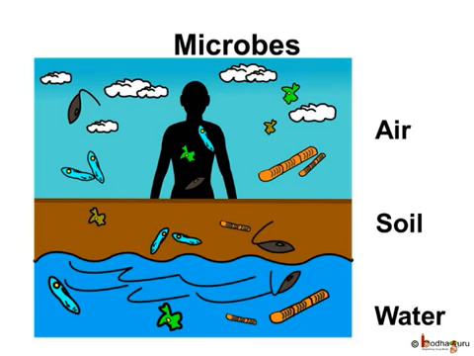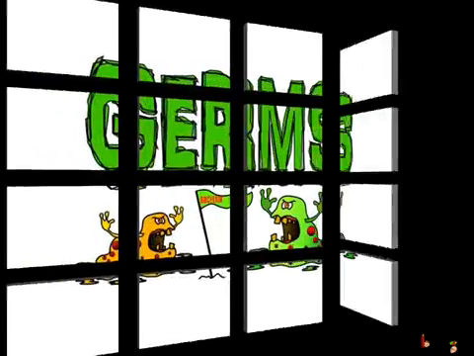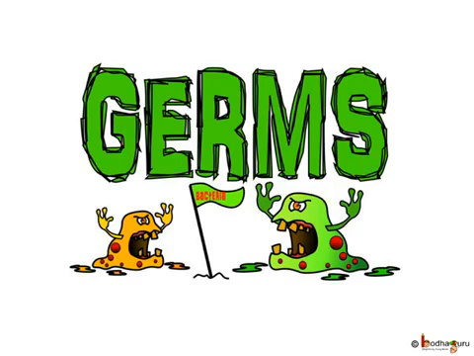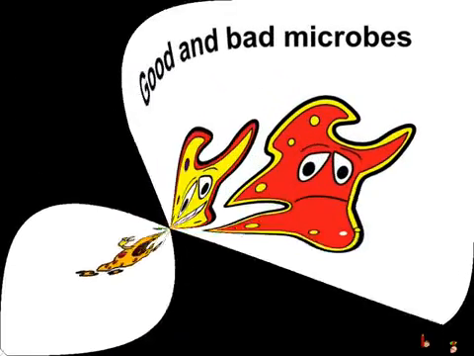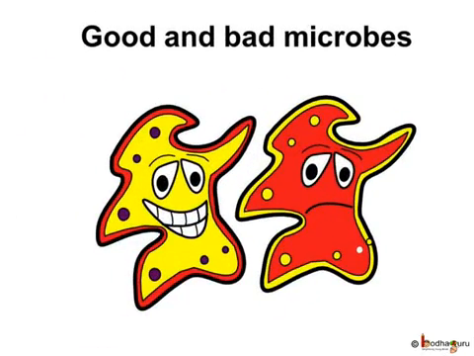There are millions of tiny organisms present in the air, in the water, and in the soil, and even inside our body. They are seen through a microscope, hence called microbes. Some are good ones and some are bad ones. Many microbes cause diseases. They are called germs. You know, not all the microbes are harmful. There are some microbes that are useful to us.